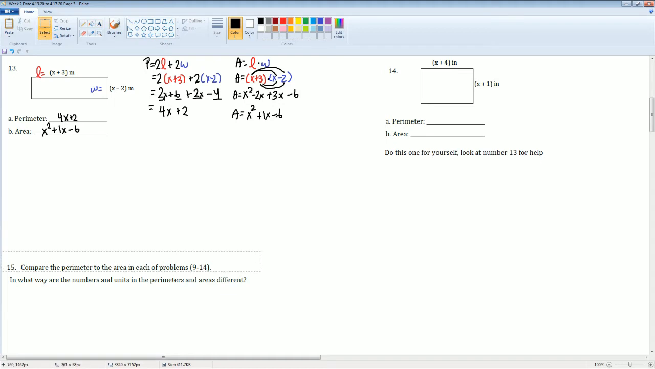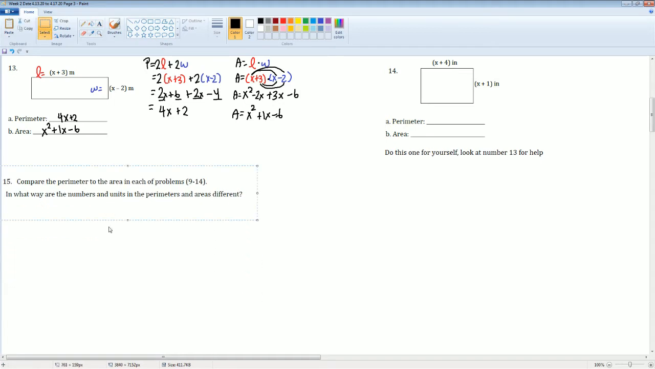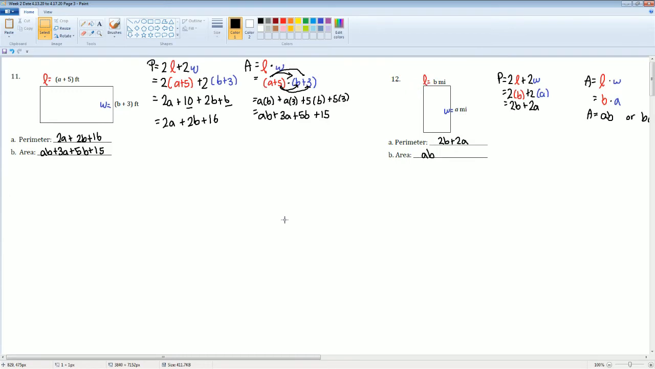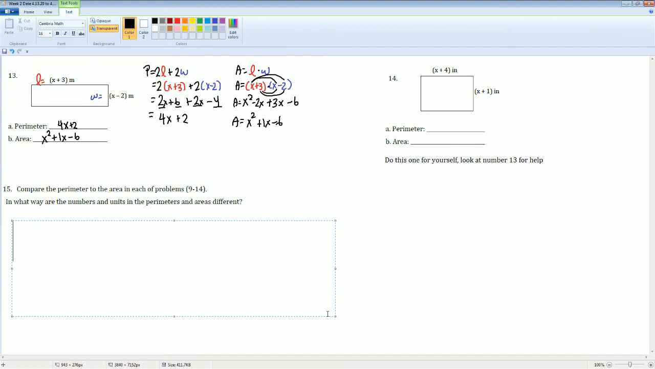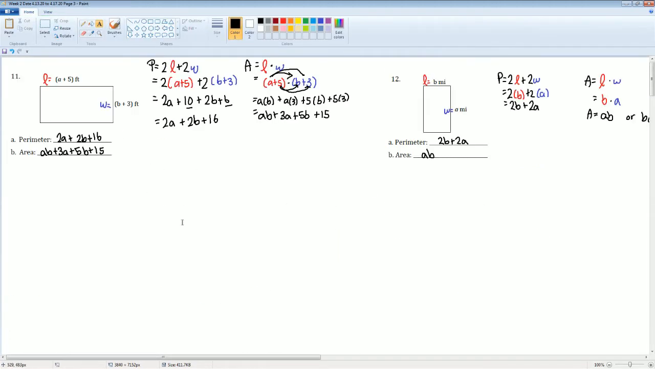Let's look at 15. It says, if you compare the perimeter between these problems, in what way are the numbers and the units for the perimeters and areas different? Well, what? I don't know what they're trying to get at. Well, this problem is weird. So this is a very open answer, but in what way are the numbers and the units for the perimeters and areas different? Oh, okay. So we were supposed to put the units here.